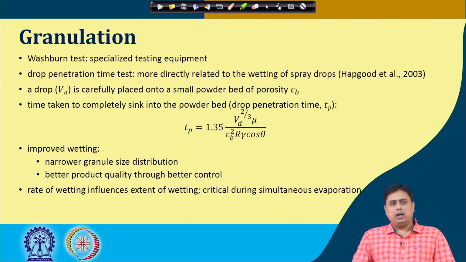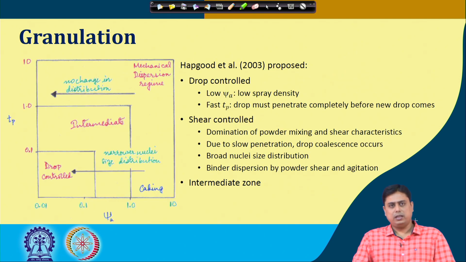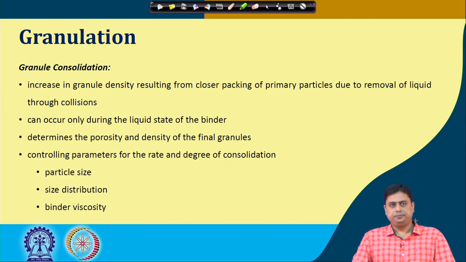There are mainly two different types of regime. One is droplet controlled, the other is the mechanical dispersion regime. There is an intermediate regime. This flow diagram or phase diagram we have seen, and what causes this, in which regime which physical property or which forces are important, we have gone through that.